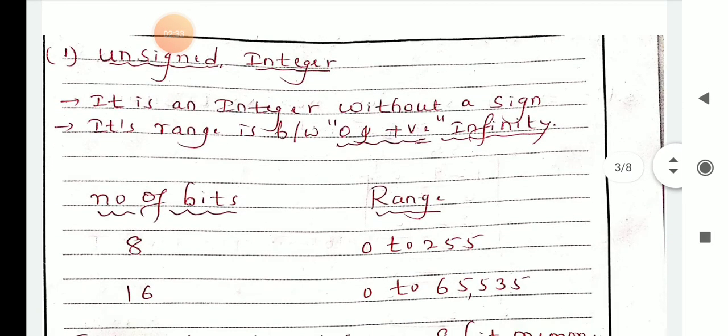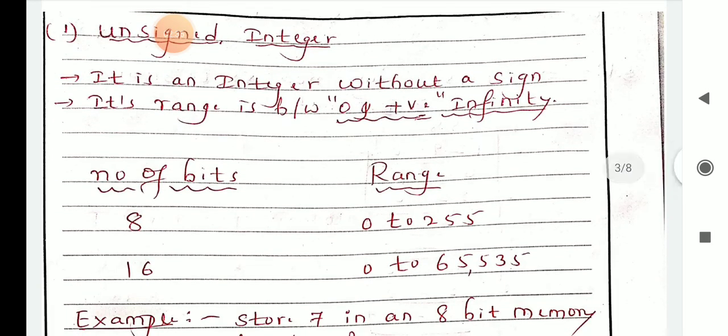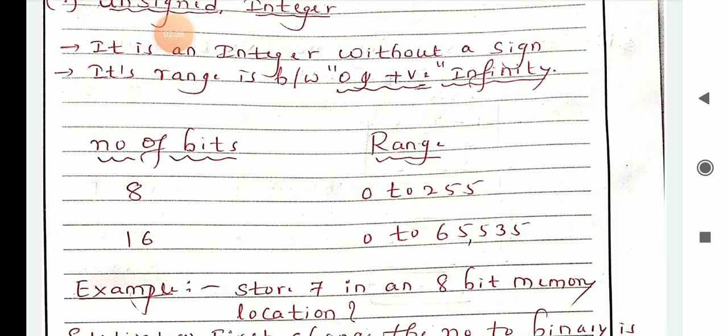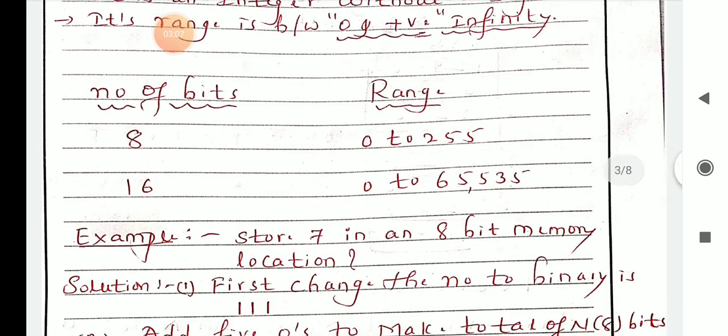unsigned integer. So what is an unsigned integer? It is an integer without a sign. There is no sign. So its range is between 0 and positive infinity. There is no negative sign here; you only consider positive values. So the range should be between 0 and positive infinity.